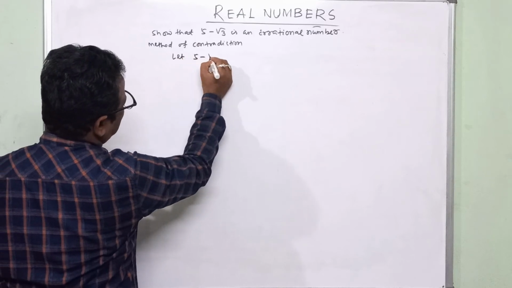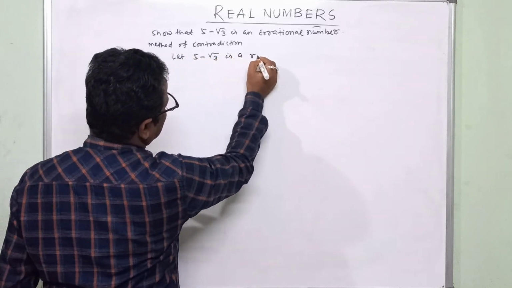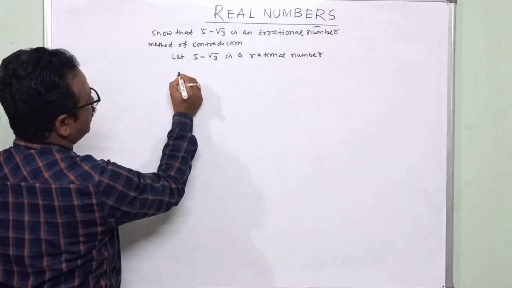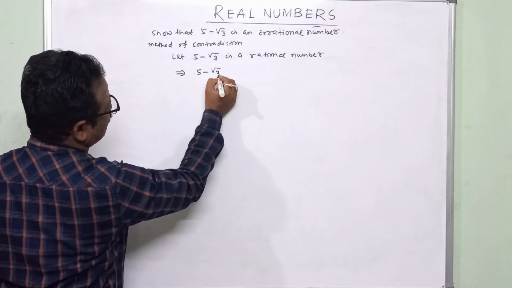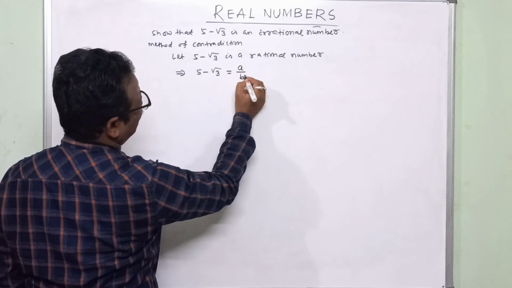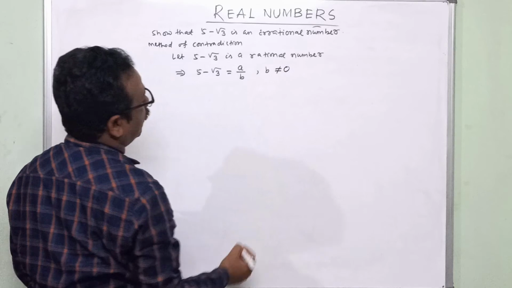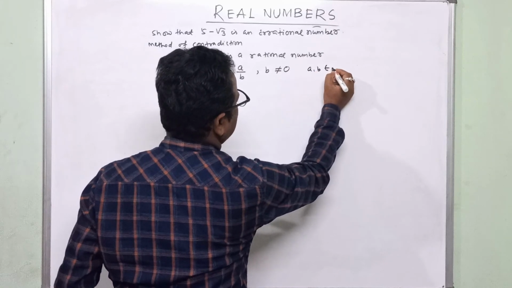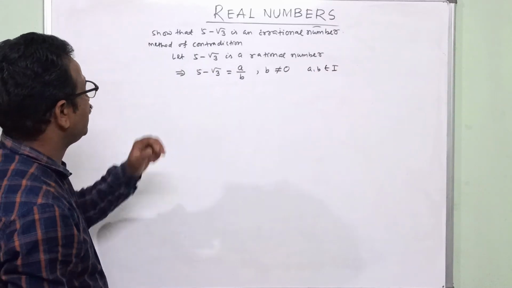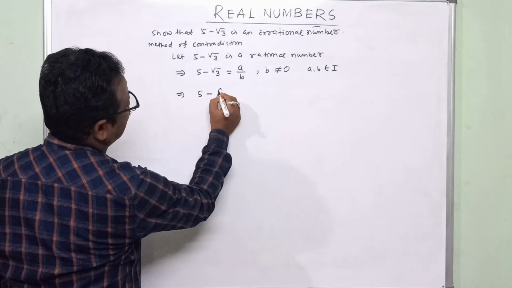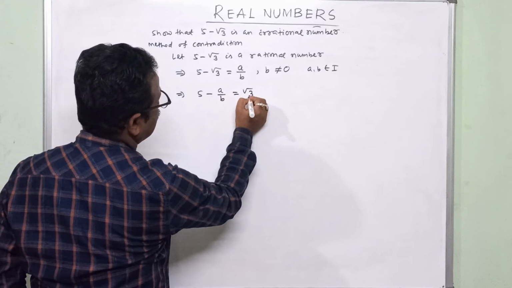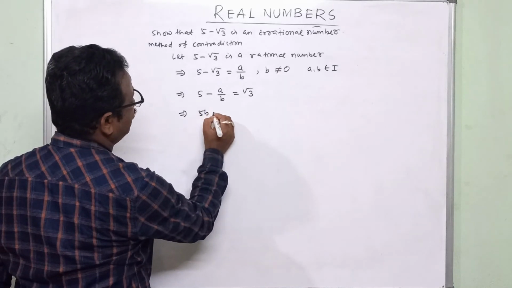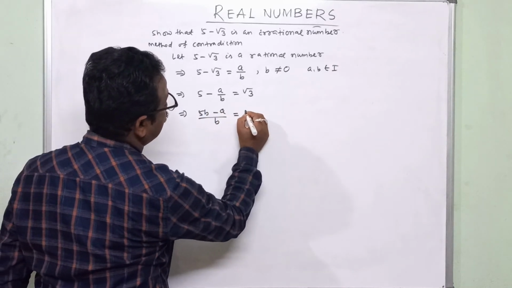Let 5 minus root 3 be a rational number. That implies 5 minus root 3 is equal to a by b, b is not equal to 0, where a by b is the form of a rational number, a, b are positive integers. Now that implies 5 minus a by b is equal to root 3. That implies 5b minus a by b is equal to root 3.